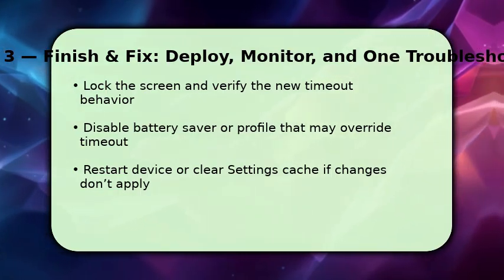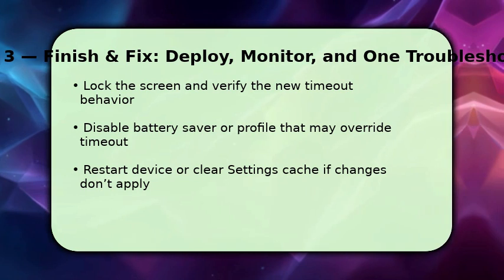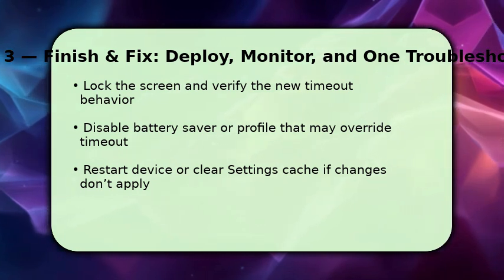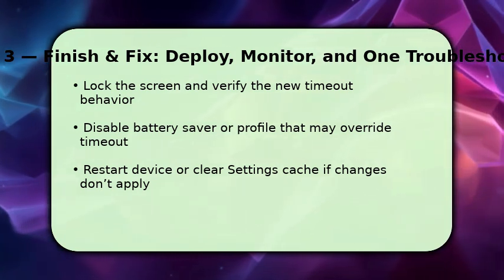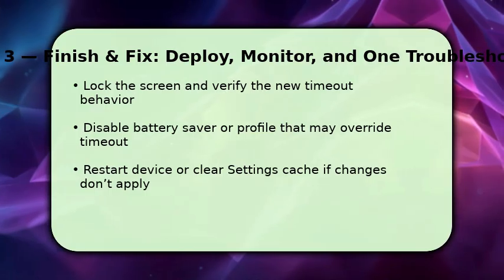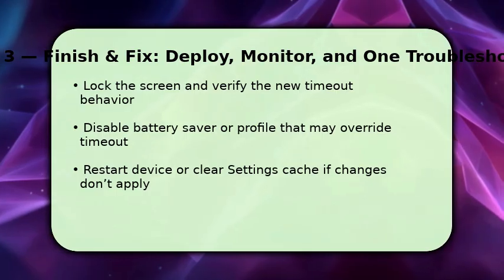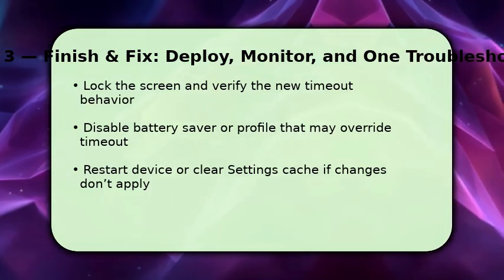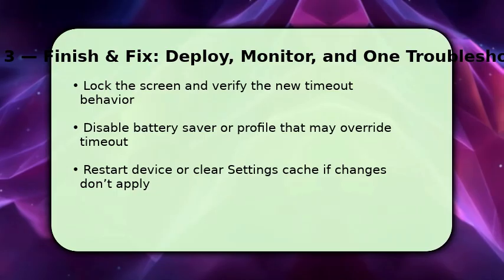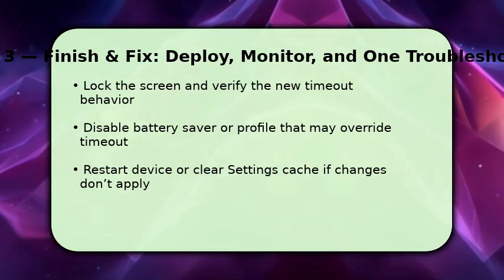If it doesn't follow your choice, make sure battery saver, a system profile, or an app with device admin rights isn't forcing a shorter timeout. Once you adjust those, try again. If problems persist, restart the phone and clear the settings app cache that often resolves stubborn settings. If still stuck, factory reset is last resort, but backup first.